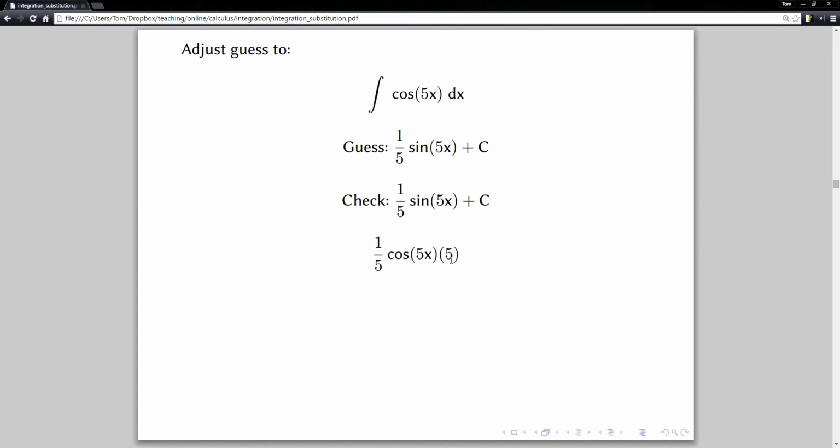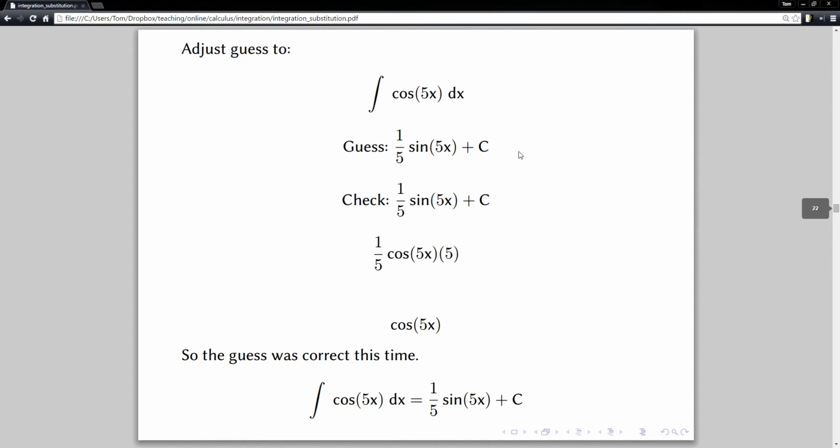And now you can kind of see what happens. That 5 and the 1/5 right here are going to cancel each other out and leave me with cosine of 5x, and that is exactly what I wanted to see, right? That tells me that the antiderivative of cosine of 5x is 1/5 sine of 5x plus c. Or in other words, this statement right here, okay?